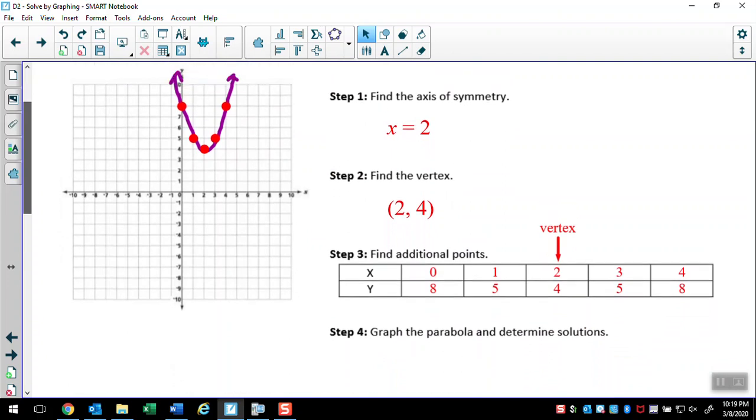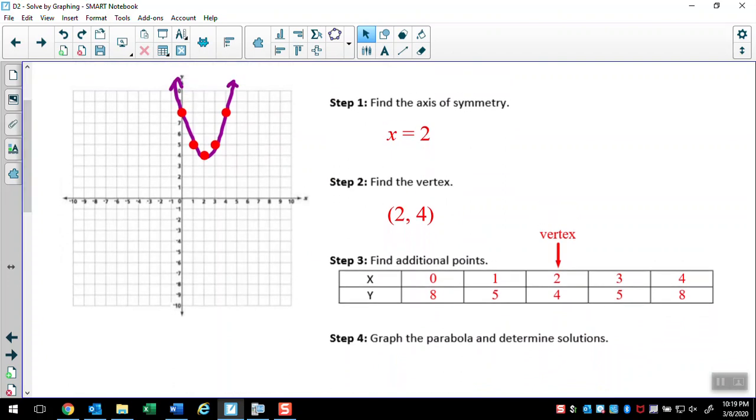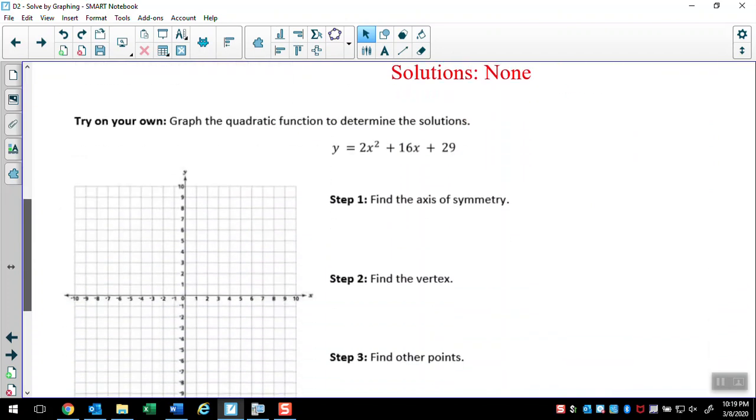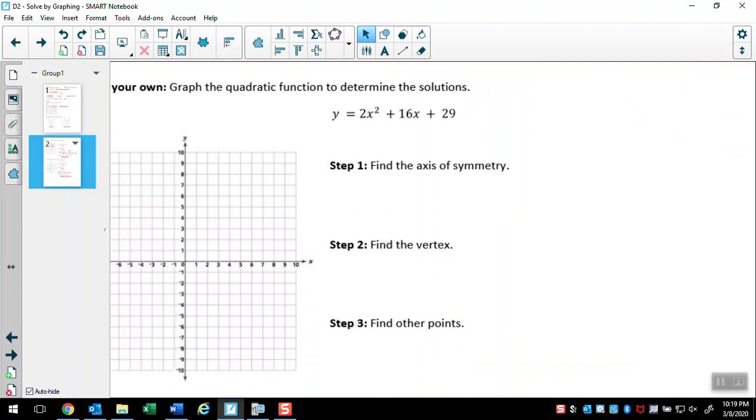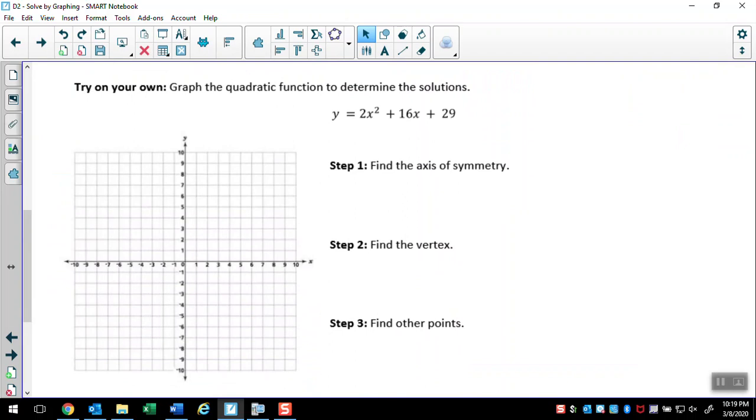Our solutions in this case, because it never actually touches the x-axis, we don't have any. So in this case, we're just going to say there's none. If we did have solutions, we would list out what they were, like we did on the previous example. This one is a try on your own that we will work on in class. And that is it for this set of notes.